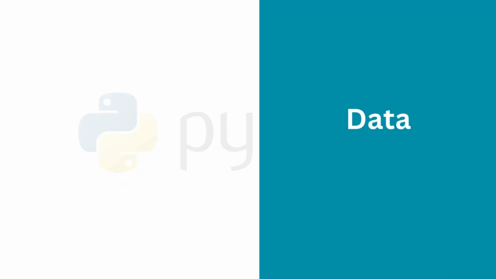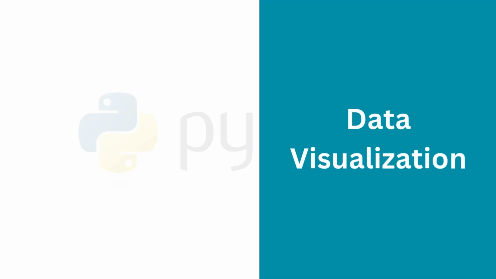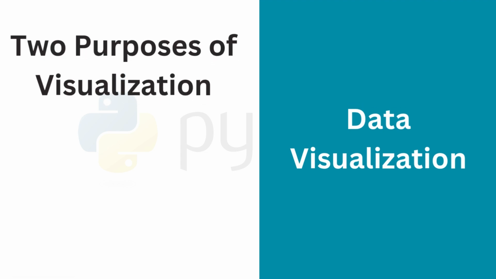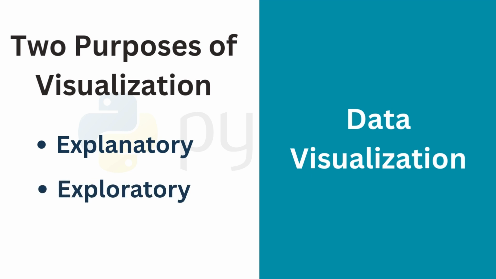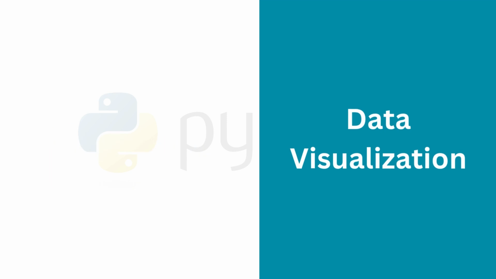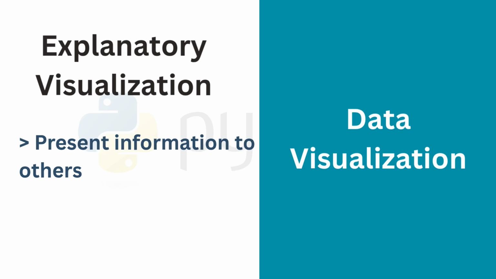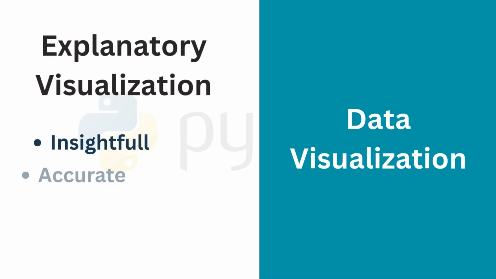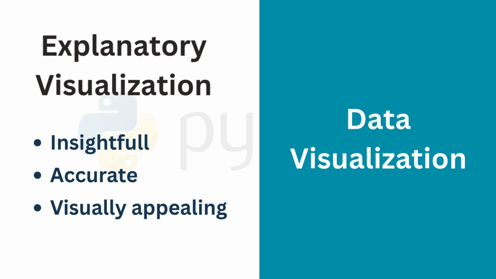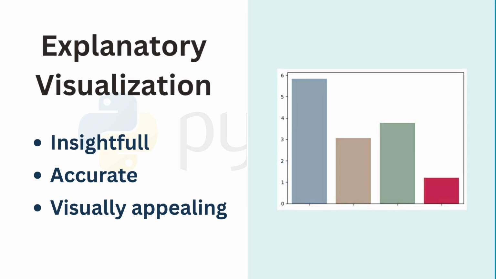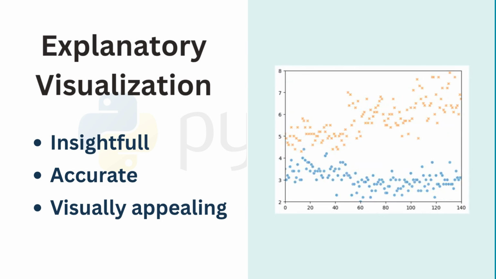Data visualizations are another set of tools that we use to do our job as data analysts. We can split the purposes of visualizations into two: explanatory and exploratory. The type of visualization comes down to what the goal is for it. With explanatory visualizations, we're looking to present information to others. These visualizations should be insightful, accurate, and visually appealing. They might involve highlighting an insight for your audience or be used to create a narrative about the data. Often, you'll simplify the visualization to emphasize the important aspects.